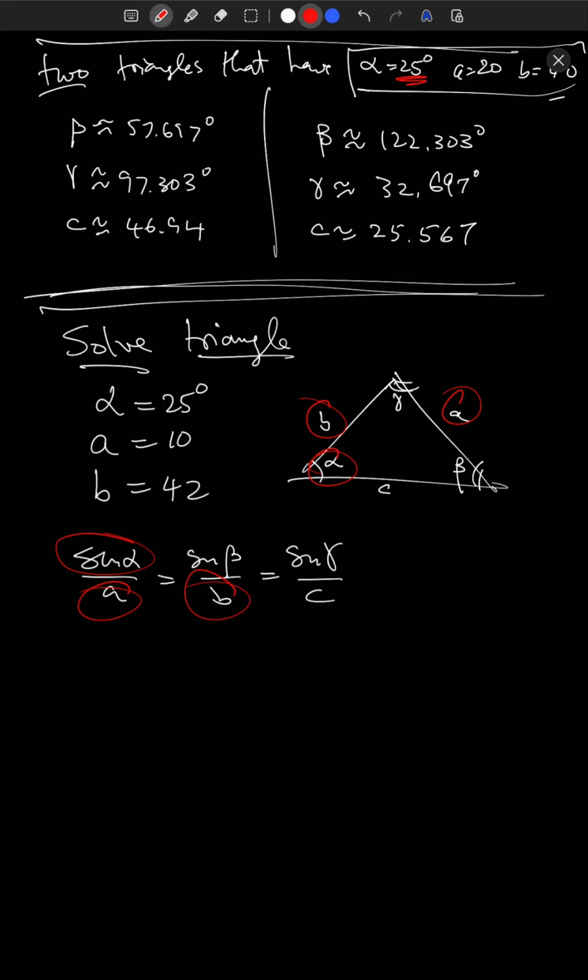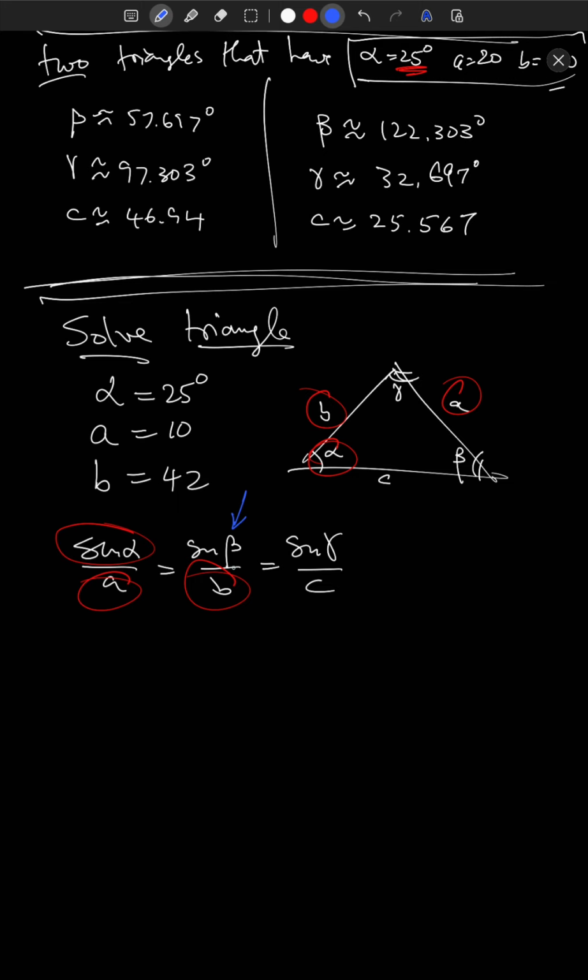Just from looking at which ones are circled, immediately we feel like we should solve for beta, because if we look at the first equation here, everything is known except for that beta. So let me do that. Sine of beta is equal to B times sine of alpha over A, right? Which is going to be, B was 42, A was 10, sine of alpha is sine of 25 degrees.